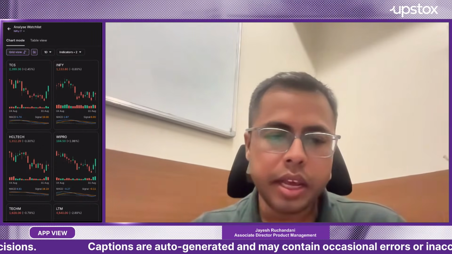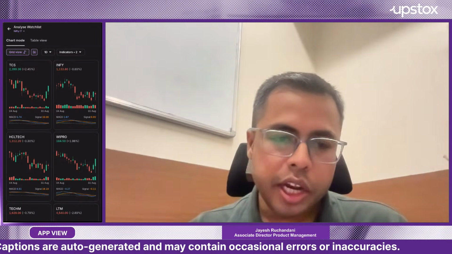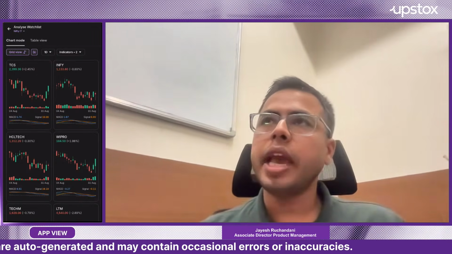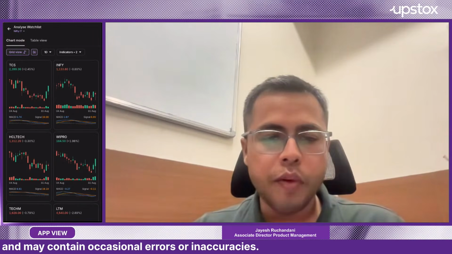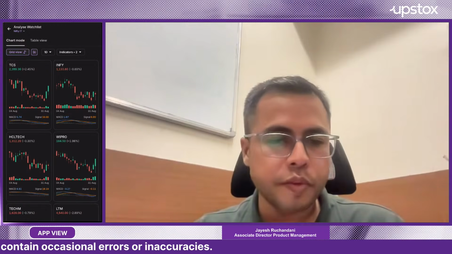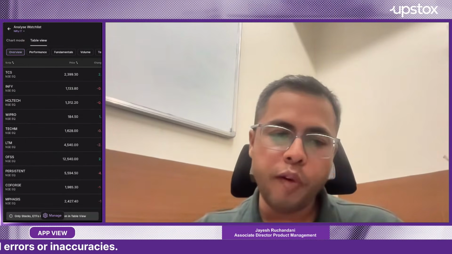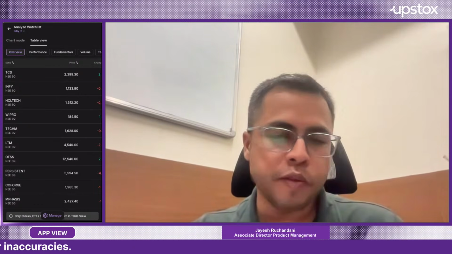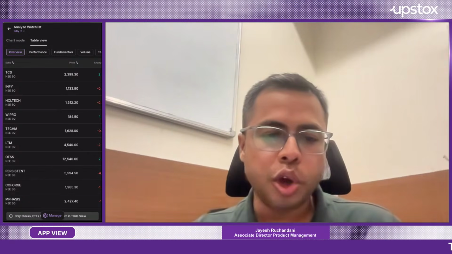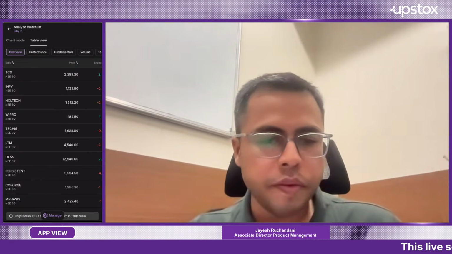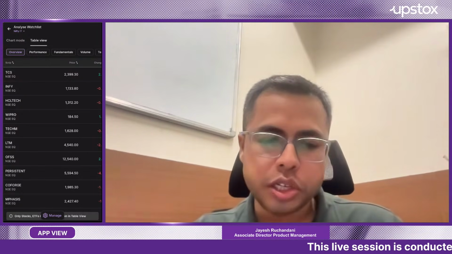So, very simple one. The next feature that we'll talk about is the table view. Now with the chart mode, you were able to scan the price action of the stock. You were able to see what the different indicators of different stocks are. The table view gives you an overview of how the stock is performing in terms of 52-week return, 1 month return, what the fundamentals of this stock are, like P/E ratio, debt to equity, what the volume trend of this stock is, and finally what the technicals of this stock are.